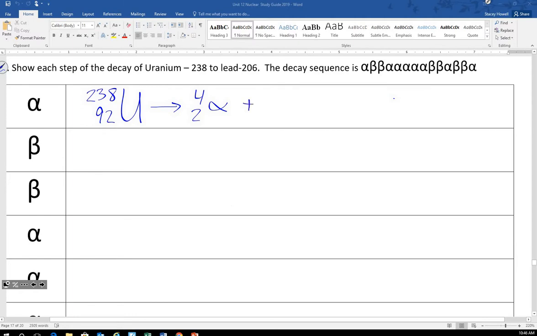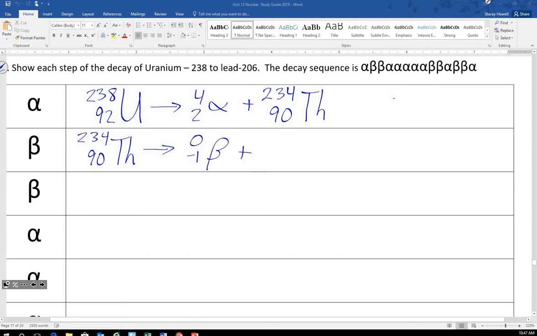And I'm going to get what else? 234. And bottom number? 90, which is thorium. Okay, then I'm going to bring that down here. 234, 90, thorium. Gives me a beta. What was a beta? 0, -1, right? Plus what? 234, and the bottom number? 91, and 91 is? Protactinium. So then I bring protactinium down here. 234, 91.